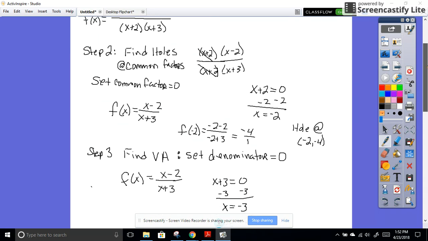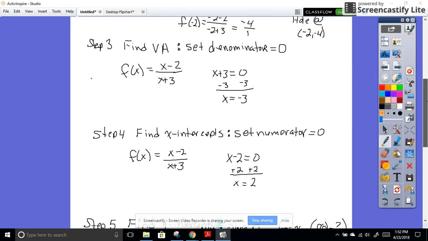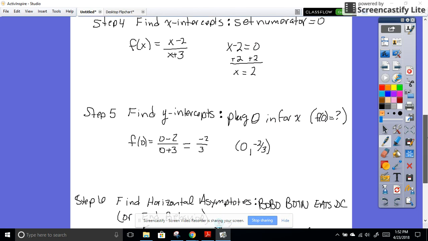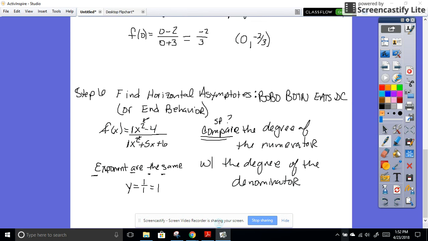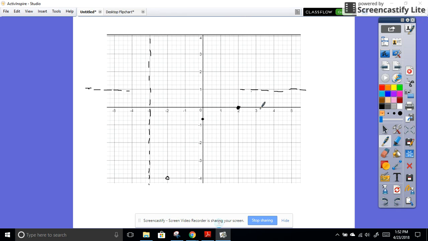Okay, so now that I've found all of these pieces, I've found everything. I've found the hole. I've found the vertical asymptotes. I've found the x-intercepts. I've found the y-intercepts. And I've found that the horizontal asymptote is y equals 1. And yes, I'm going to come back and explain to you what those are in just a second. You should be kind of ready to graph, okay?